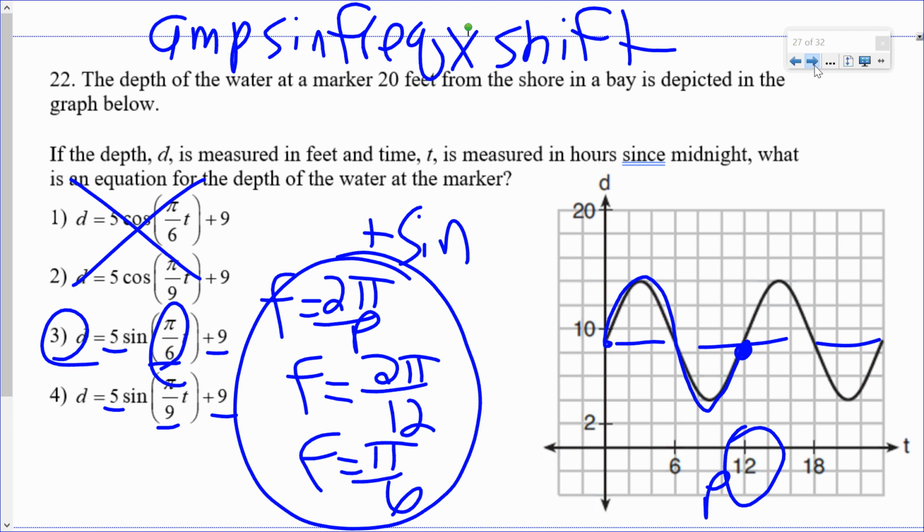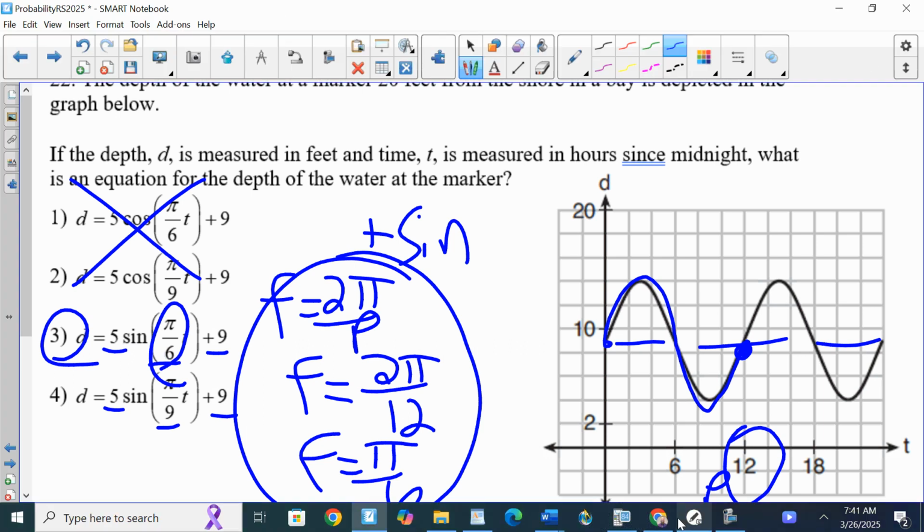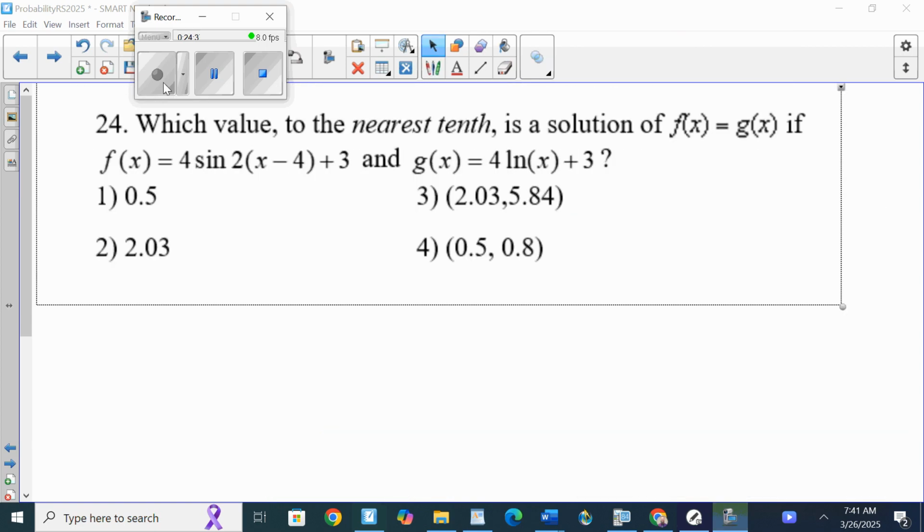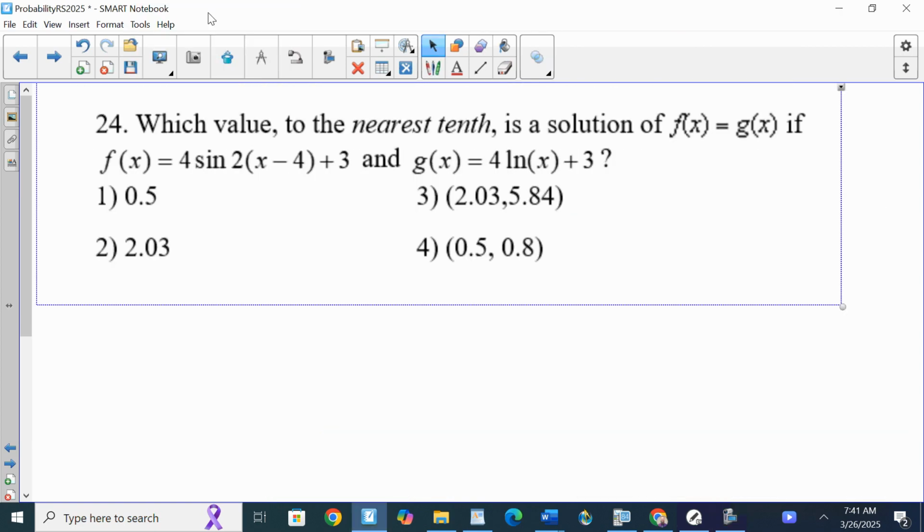What else we got? We got a frozen screen is what we got. We've got an unfrozen screen.